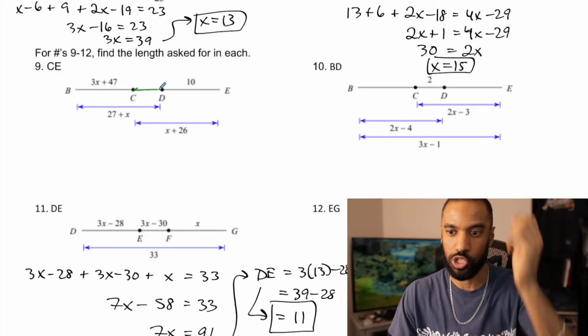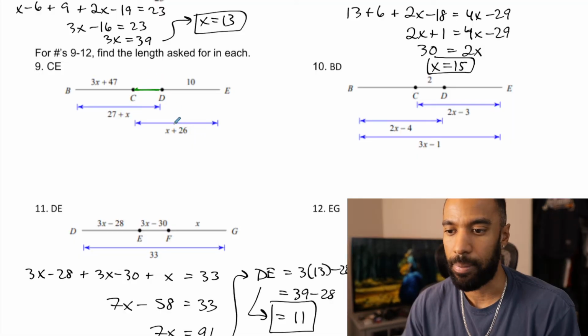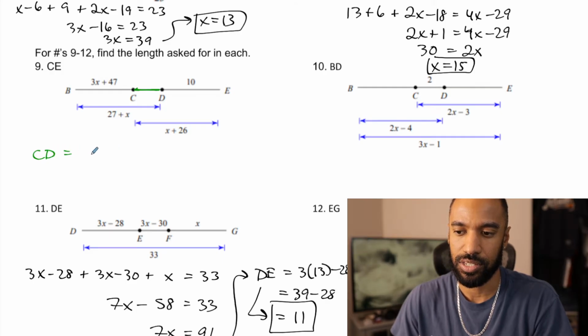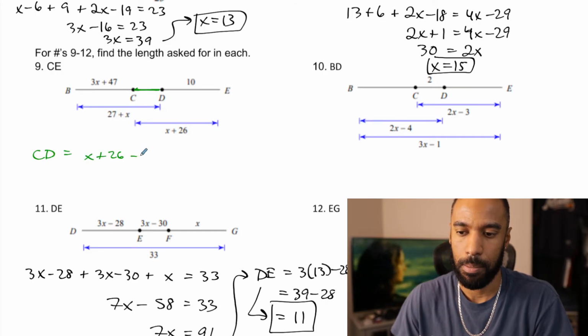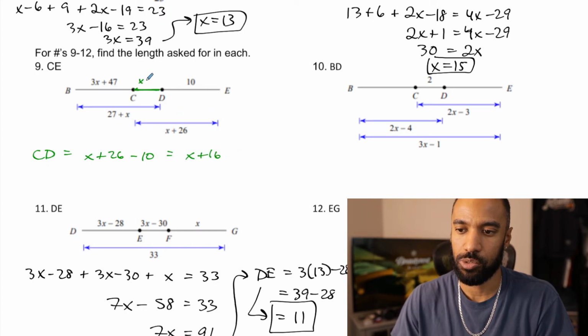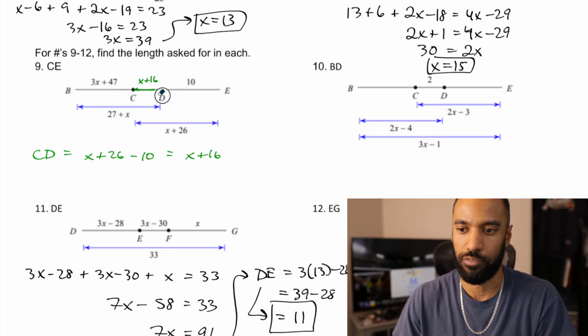So if I want to get an expression for the length of CD here, I can. I can use that by doing this length minus 10. CD is x plus 26 minus 10. That minus that, and then you'll get x plus 16. So I can express this as x plus 16 like that. It's kind of nice. So this is one version of what I can do.